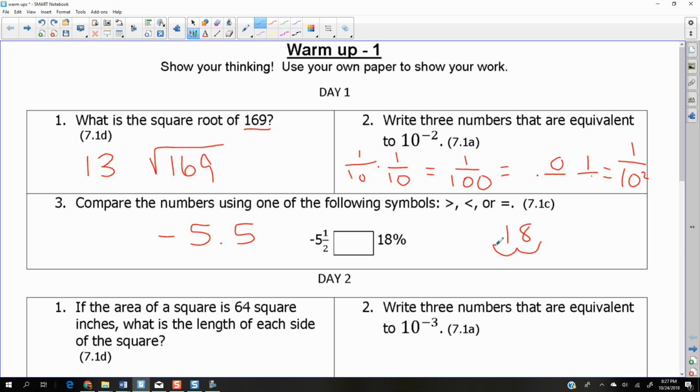Now, this one's actually pretty easy because anything negative is going to be less than that. So, boom. 0.18 is larger than -5. And that's it for the warm-up.